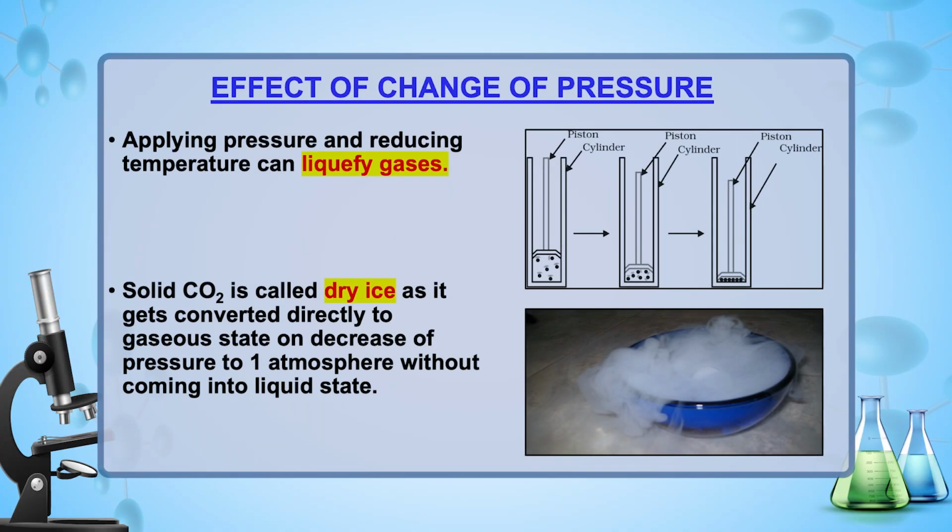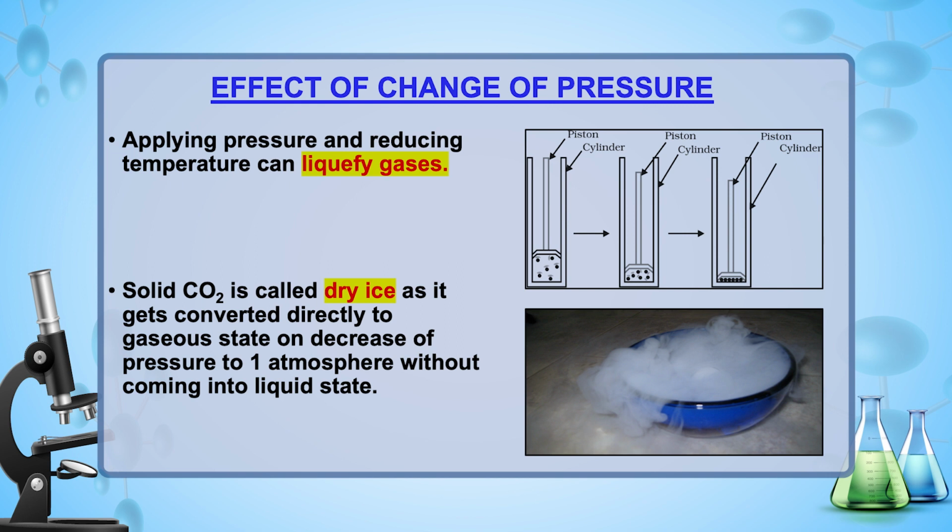at the same temperature. Now, dear students, let us try to understand the effect of change in pressure on the state of matter. Applying pressure and reducing temperature can liquefy gases. Solid carbon dioxide, CO2, is stored under high pressure. Solid carbon dioxide gets converted directly to gaseous state on decrease of pressure to 1 atmosphere without coming into liquid state. This is the reason that solid carbon dioxide is also known as dry ice.